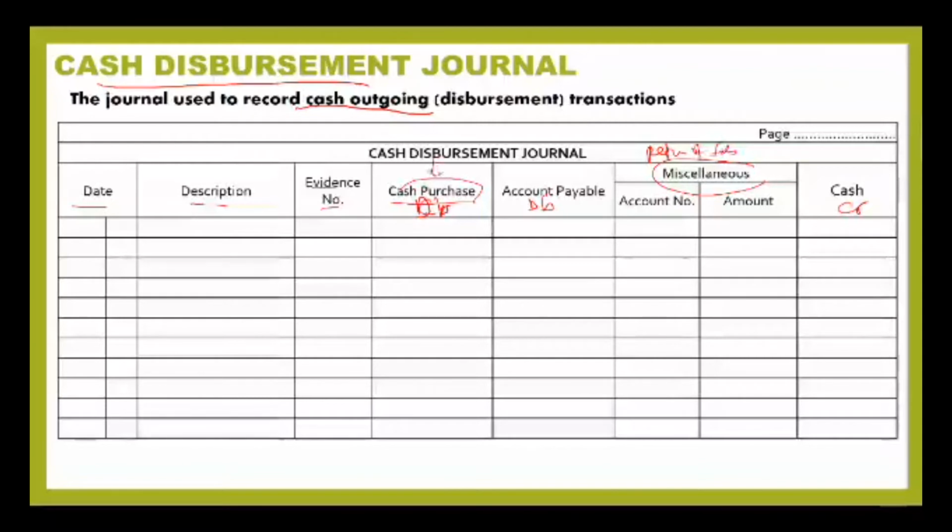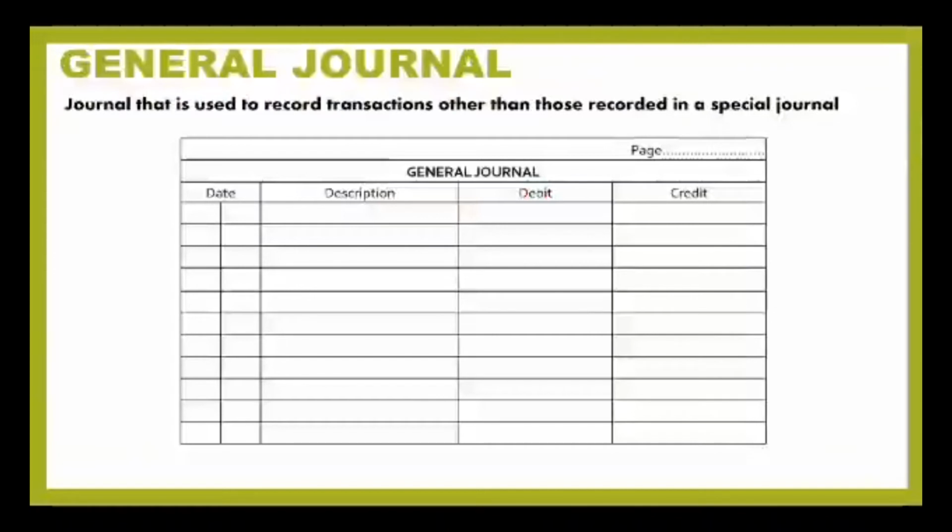Usually maybe you want to buy a book or a pen, maybe you have to make it in this account number 2, in this miscellaneous column 2. Depends on the company. Okay? And next is the general journal.